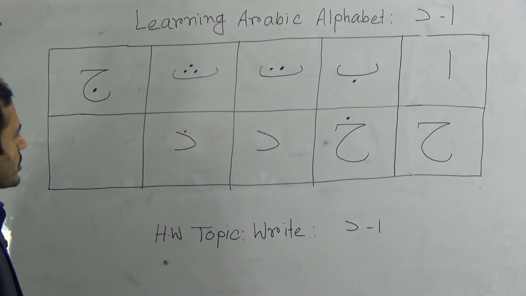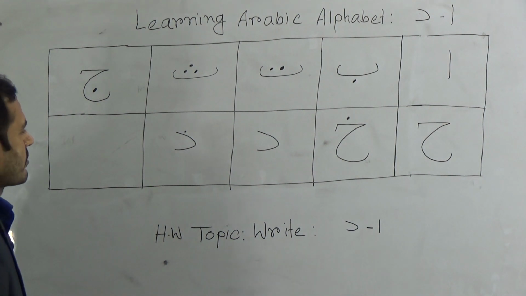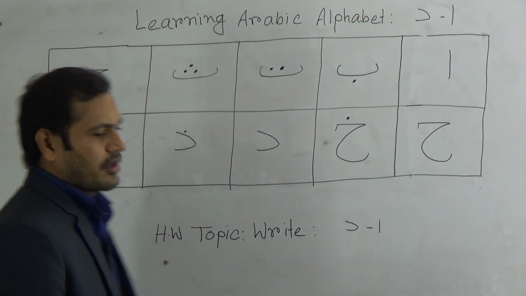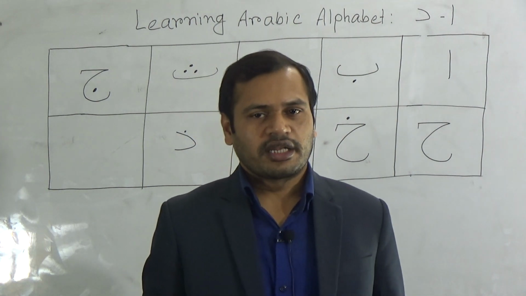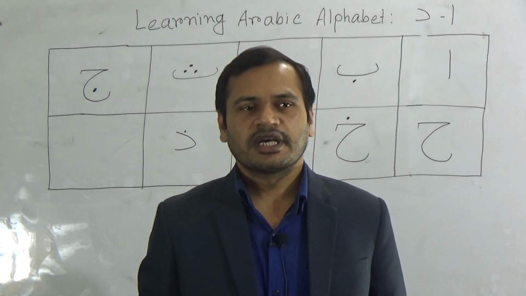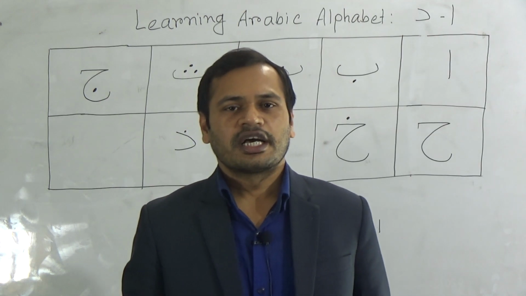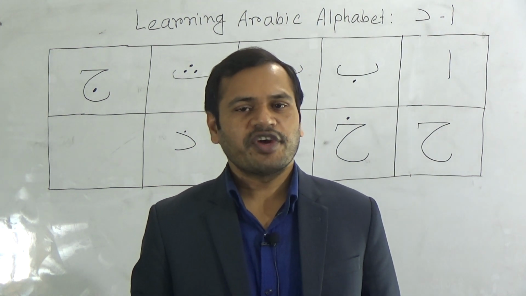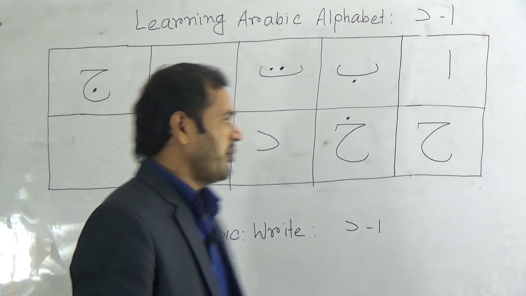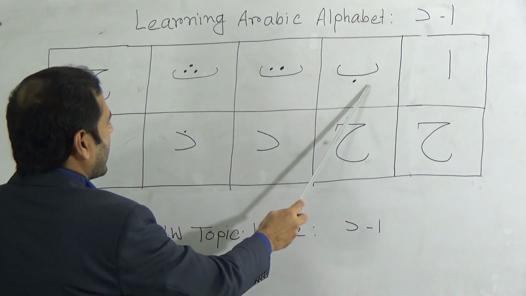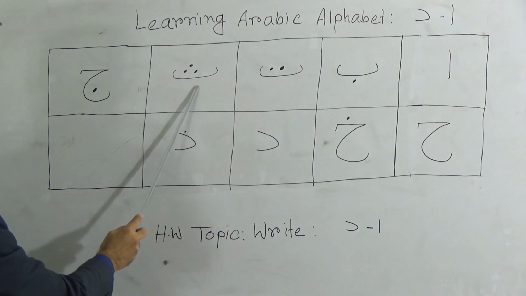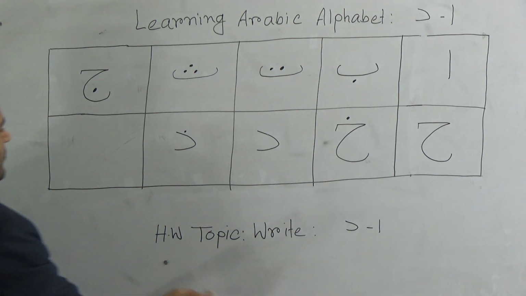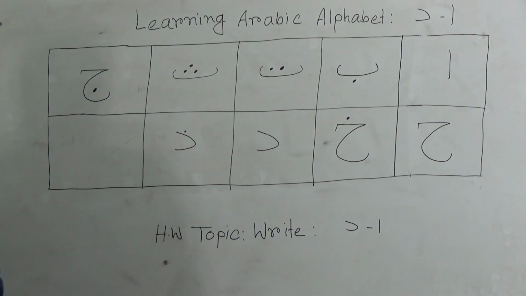There are some letters which are pronounced very softly and some letters which are pronounced very strongly. Tha, Zal are pronounced very softly. Ba, Ta, Jim, Dal, these letters are pronounced very strongly. So dear students, I repeat, Alif, Ba, Ta, Tha, Jim, Ha, Kha, Dal, Zal.